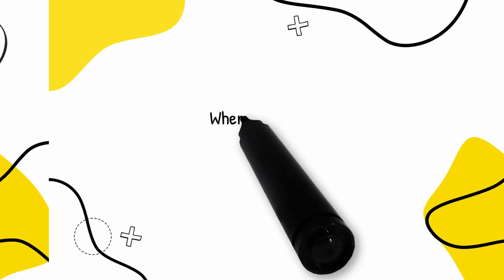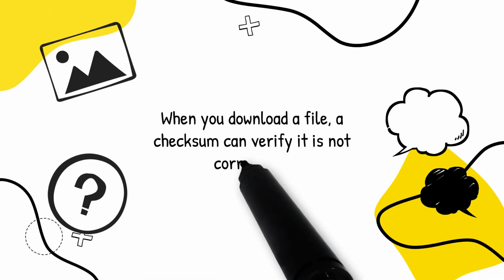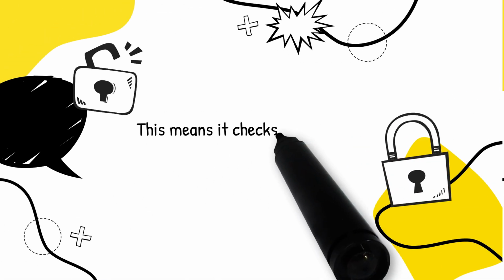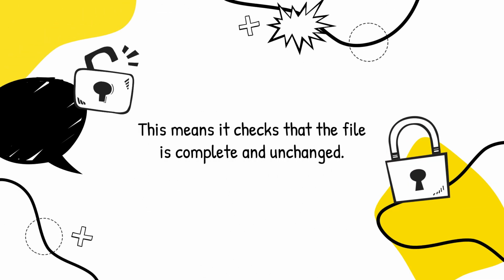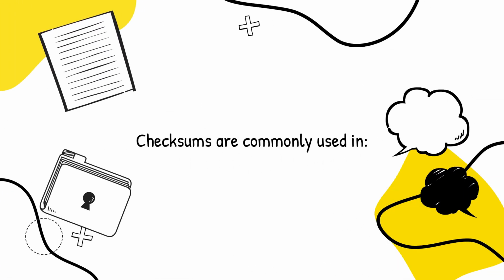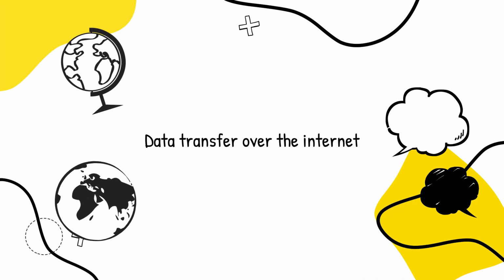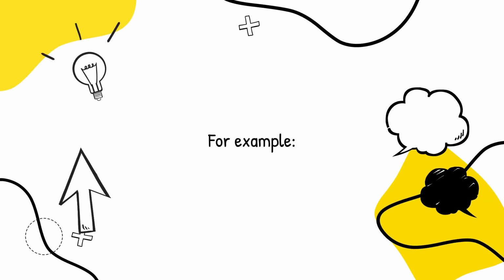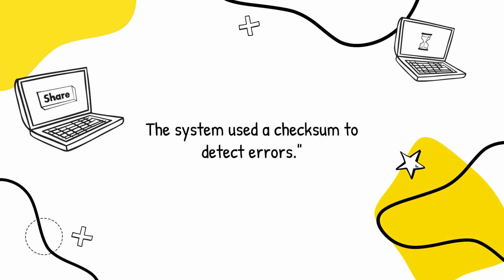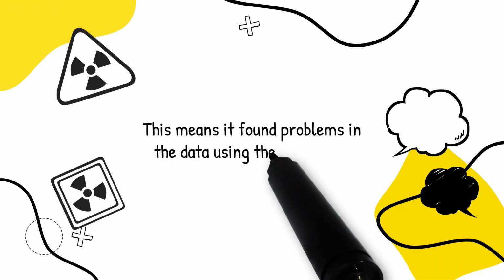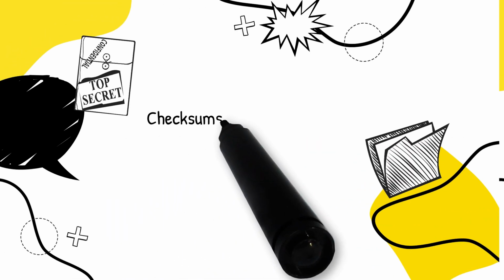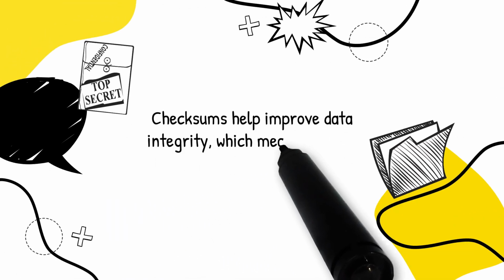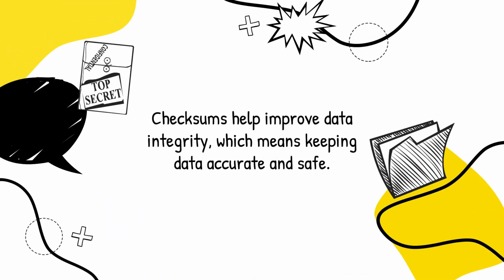For example, when you download a file, a checksum can verify it is not corrupted. This means it checks that the file is complete and unchanged. Checksums are commonly used in file downloads, data transfer over the internet, software updates. For example, the system used a checksum to detect errors. This means it found problems in the data using the checksum. Checksums help improve data integrity, which means keeping data accurate and safe.